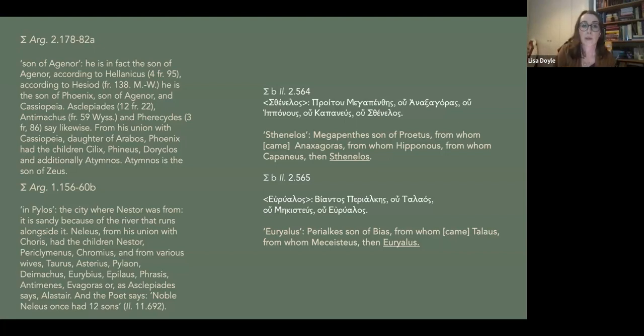We are given what we call a variant then. According to Hesiod, he is the son of Phoenix, son of Agenor. So genealogies, just like other discourses in antiquity, there can be multiple genealogies and they can coexist together.